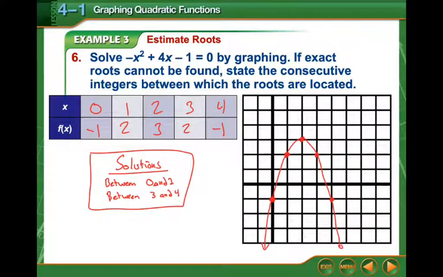Of course, we can get exact numbers using a calculator, but that's why graphing isn't necessarily the easiest way, because you have to use a calculator to get your solutions. The next one is for you guys to try.